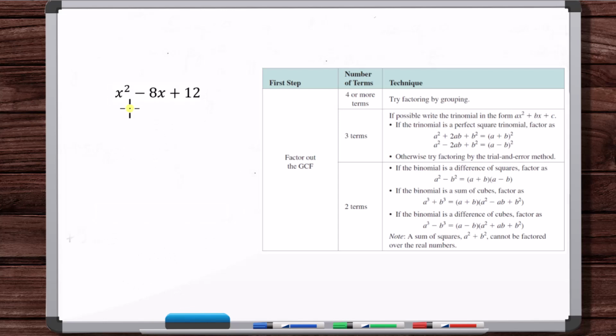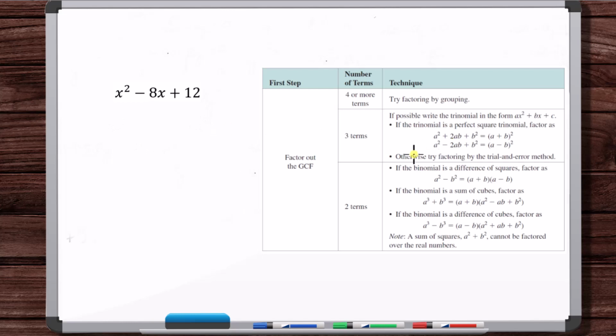Okay? Okay, here's another 3-term expression. Let's check. Is it a perfect square trinomial? That's the first step. X squared, x. Square root of 12, so 4 times 3 is 12, so you can take out a 2 root 3. The square root of 12 is 2 root 3. So 2 times x times 2 root 3 is 4x root 3. That's not equal to minus 8x. So no, this is not a perfect square trinomial.